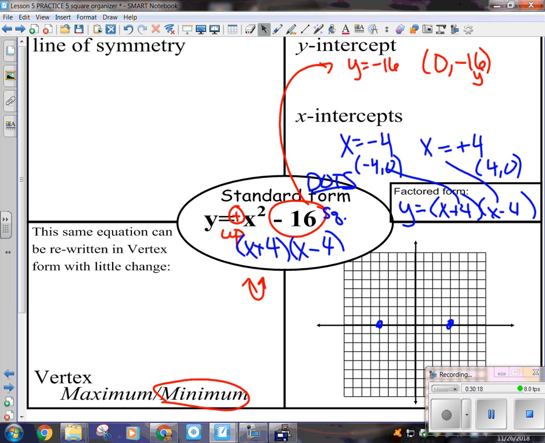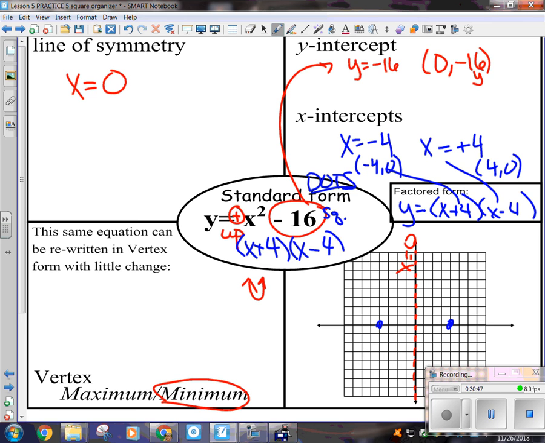Now, line of symmetry. What number falls exactly in the middle between negative 4 and positive 4? 0. So guess where your axis of symmetry is? That's going to be the line what? So my line of symmetry is at x equals 0. We're almost done.